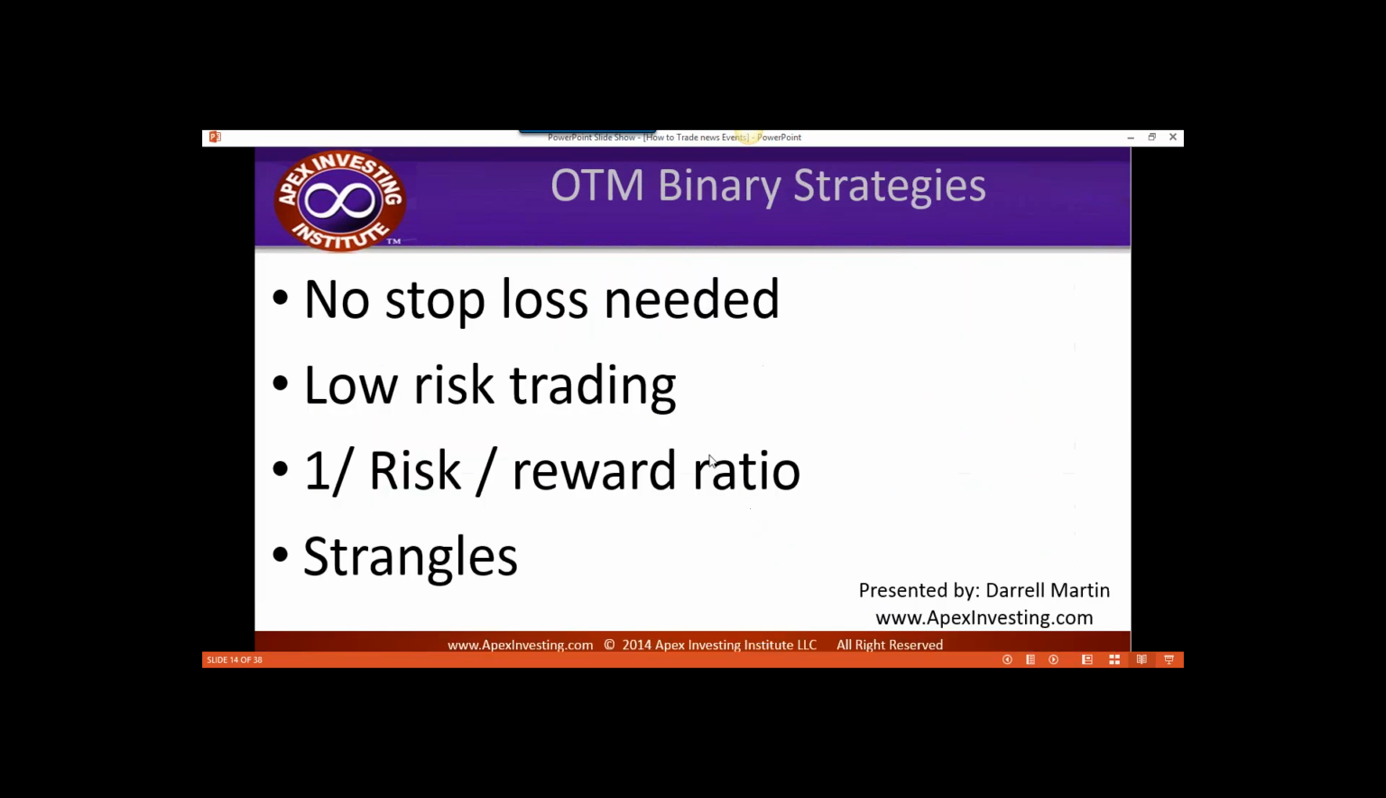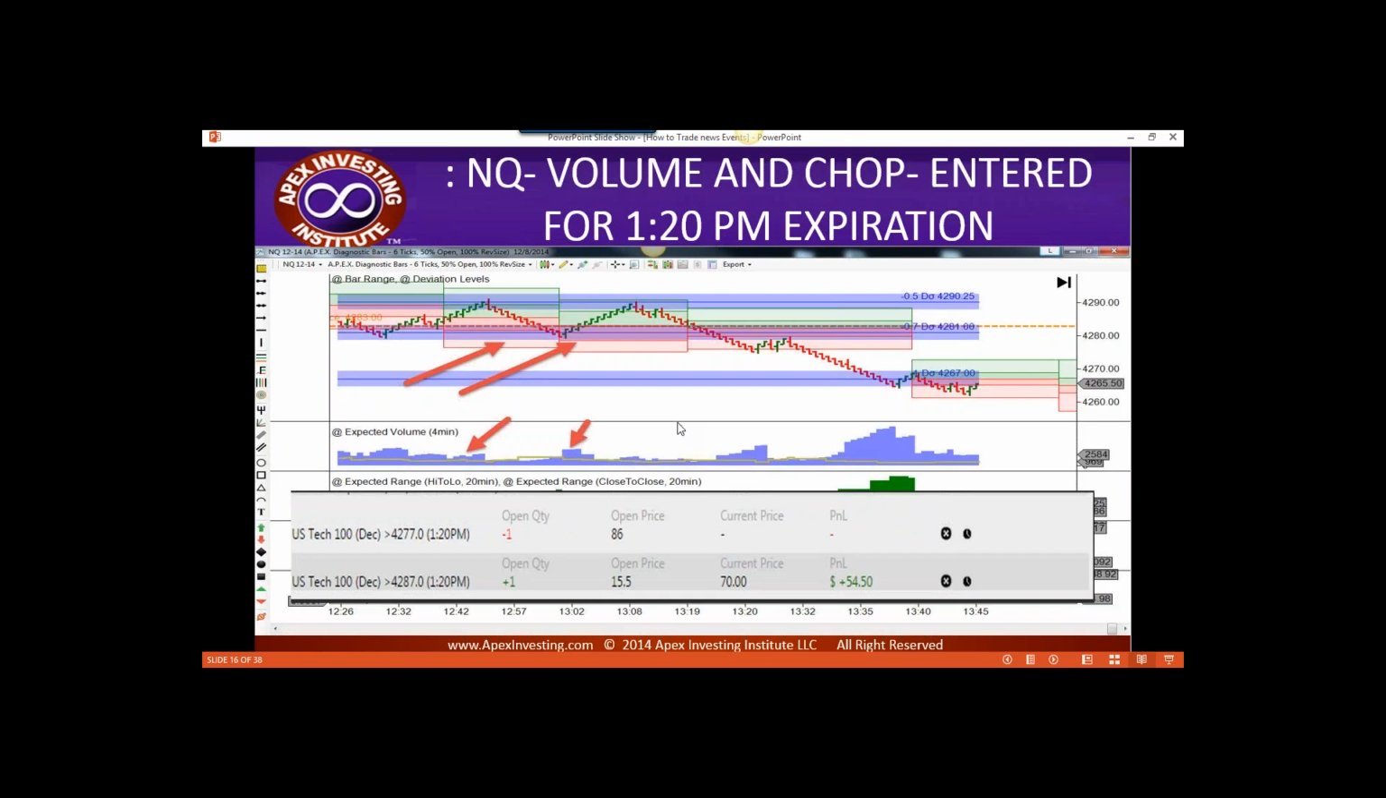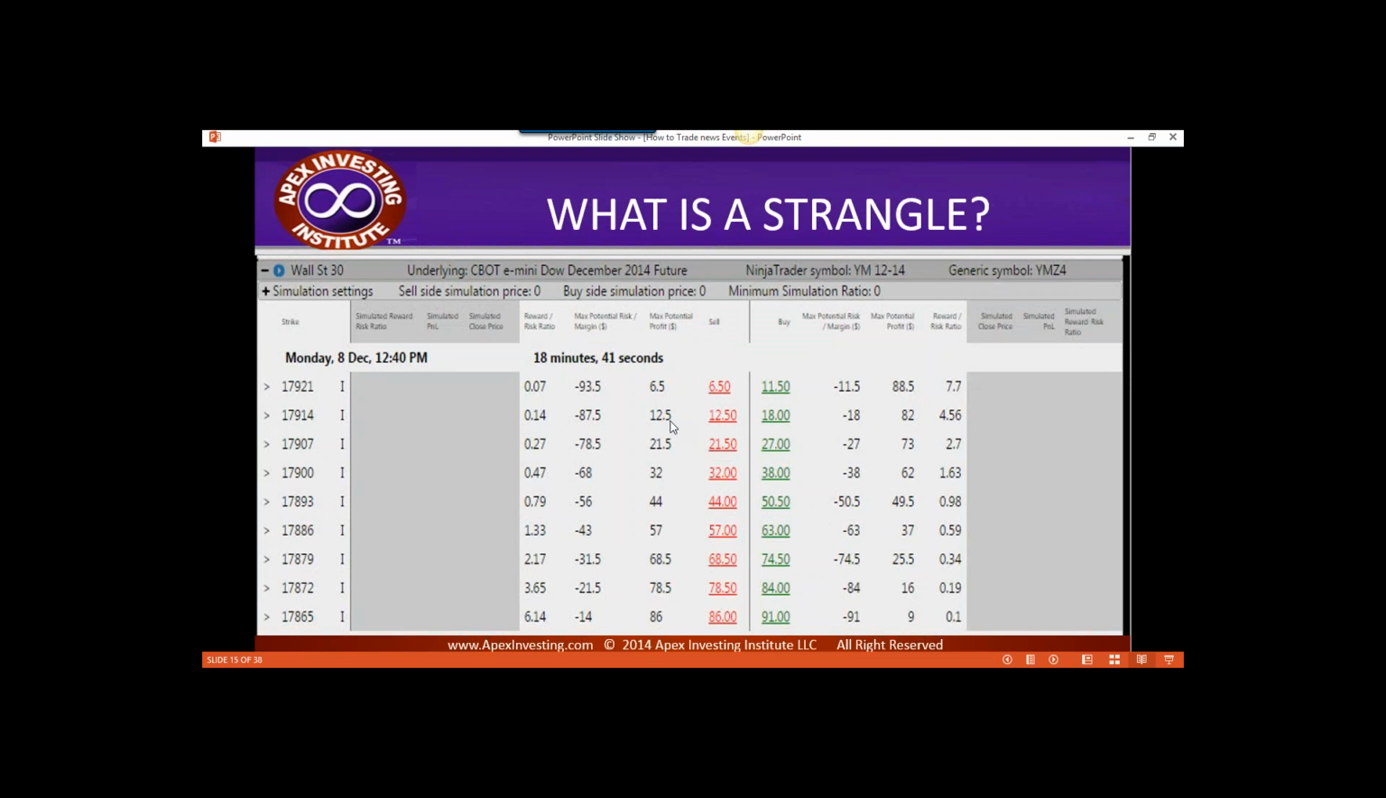Okay, so this is an out of the money binary strategy. It's what we call a strangle. All right, we don't have to have a stop loss. It's very low risk trading. What we're looking for is a 1-to-1 risk reward ratio.